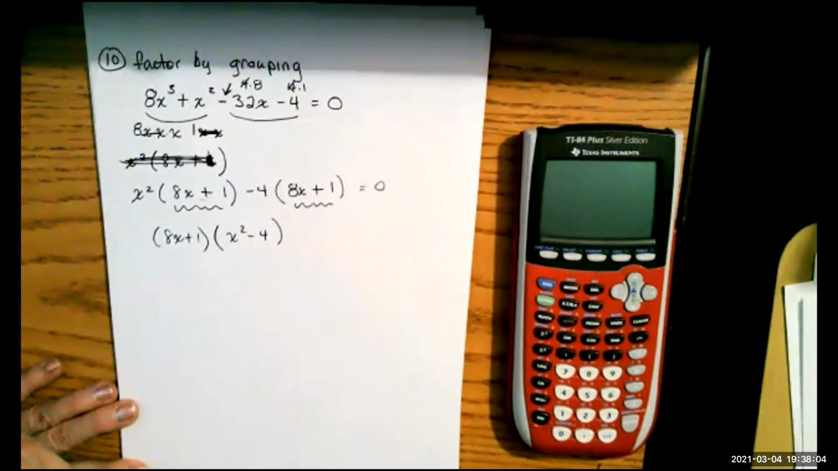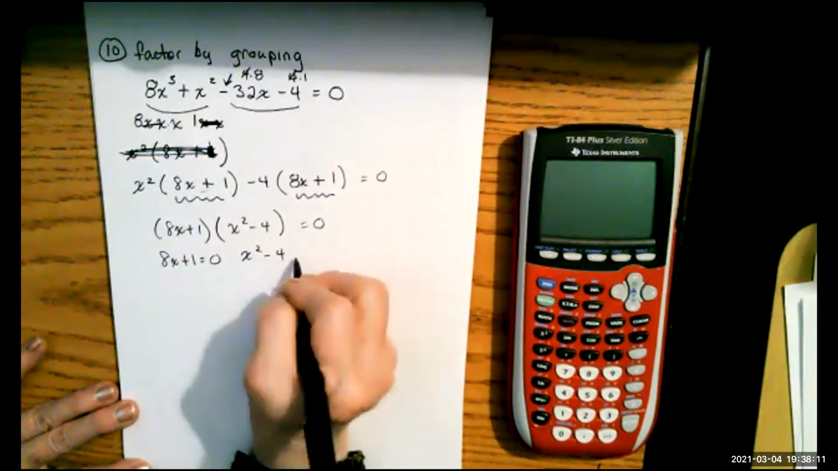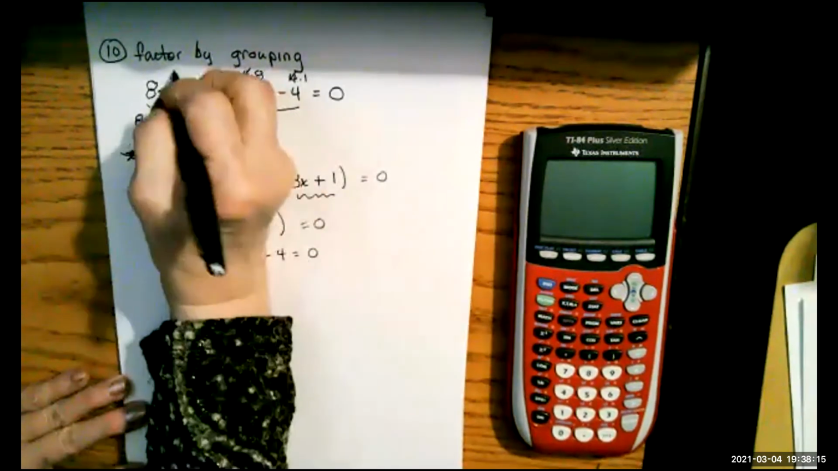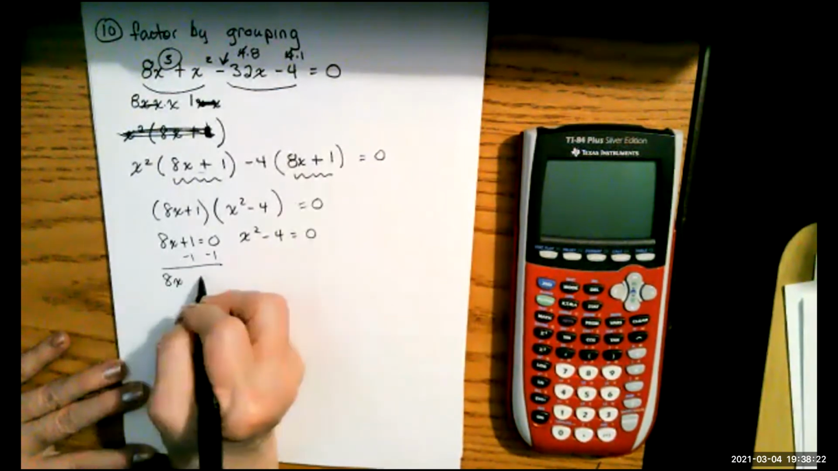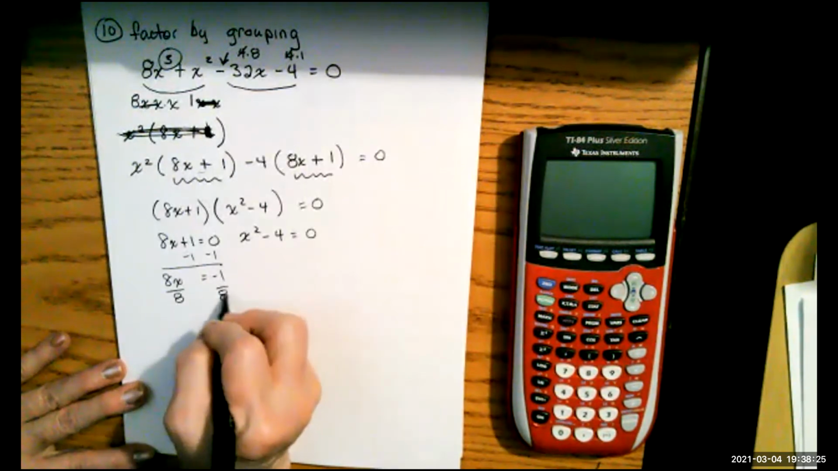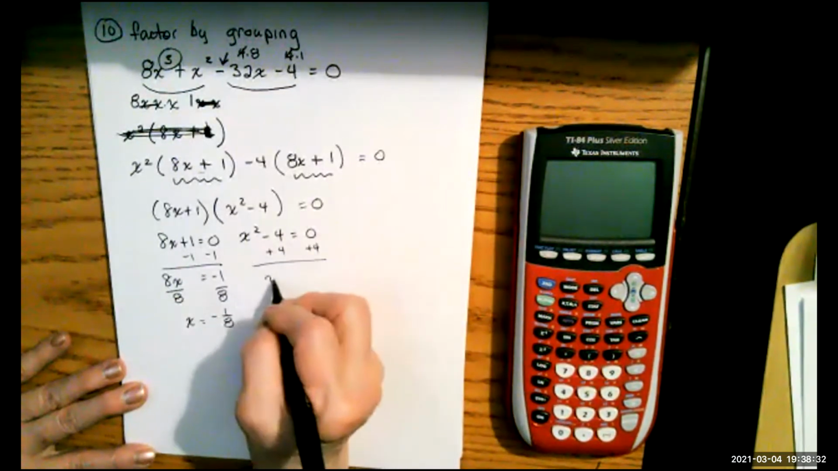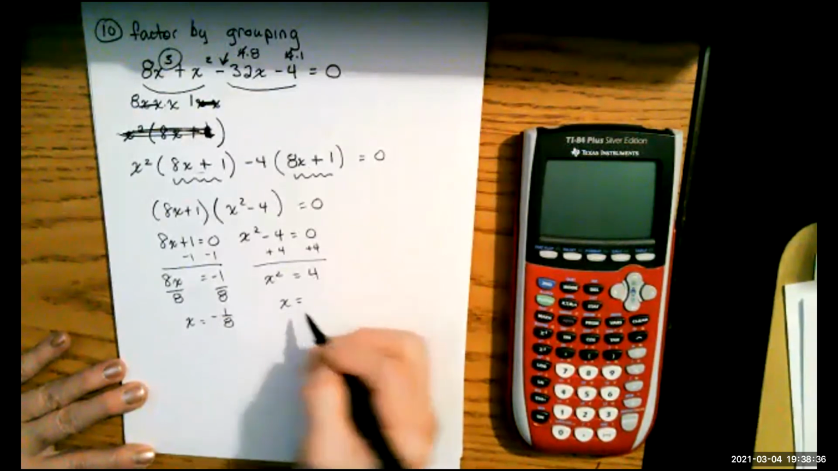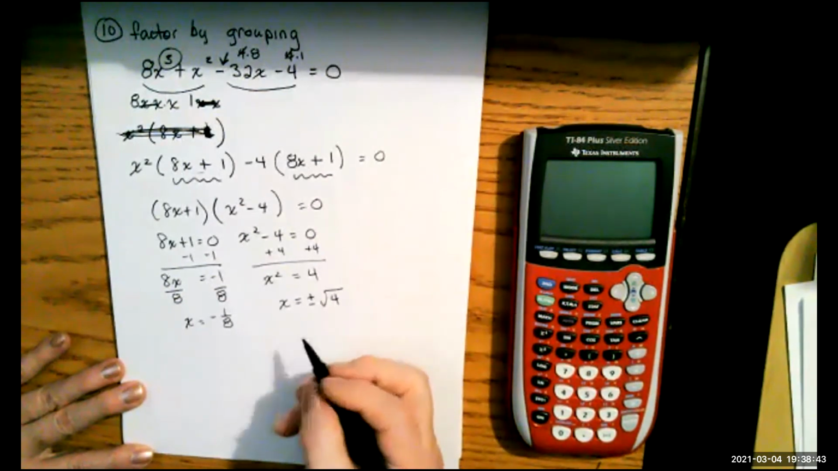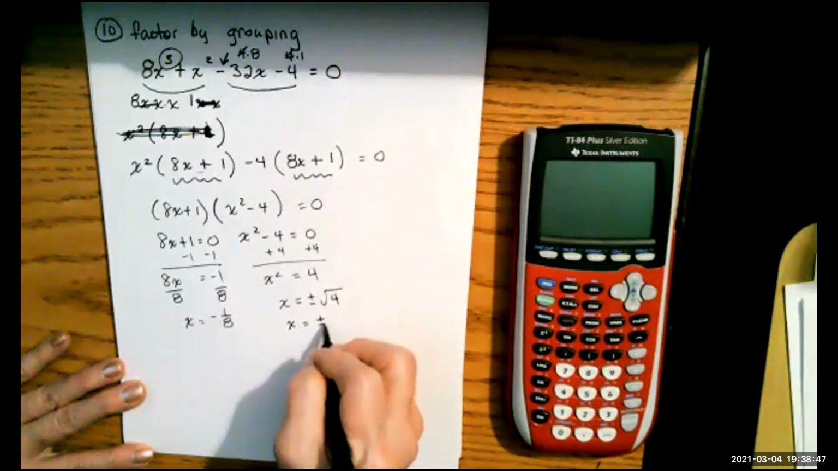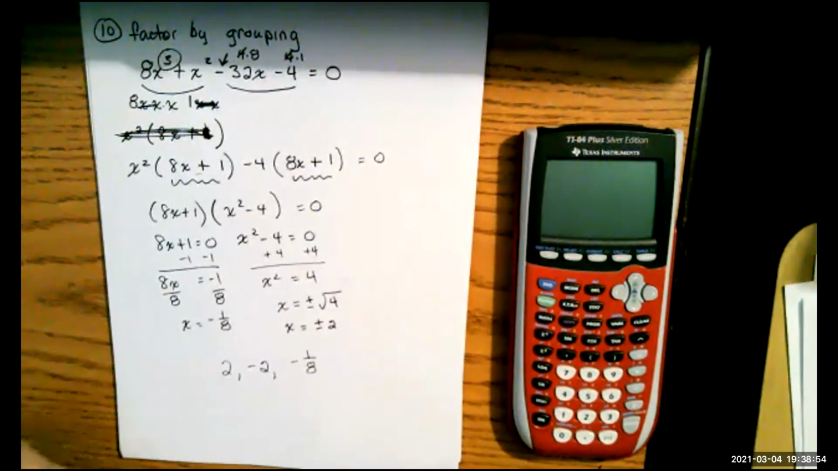Good. Now then you set each one of these equal to 0. And this one's a squared term. So notice it's a cube. It's going to tell me that I got 3 answers. I subtract 1. I get 8x is equal to -1. Divide out the 8, and I get -1/8. Add 4. I have x squared equals 4. And this is the square root method. So I'm doing plus or minus the square root of 4. Don't forget your plus or minus on that. So x is equal to plus or minus 2. So my answers are 2, -2, and -1/8. I think we did this one earlier. It's the same problem.